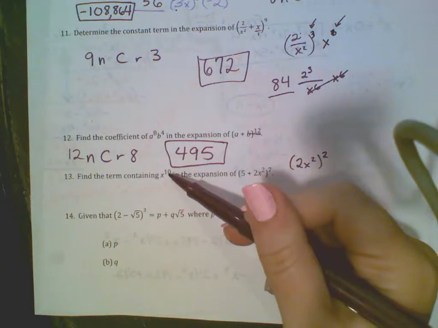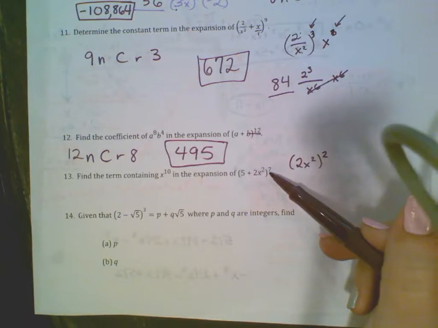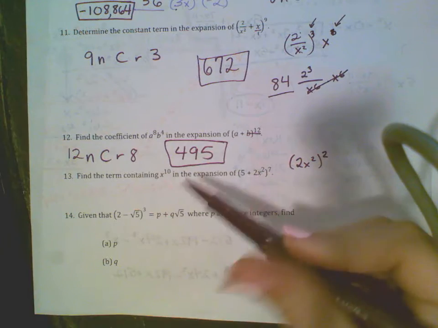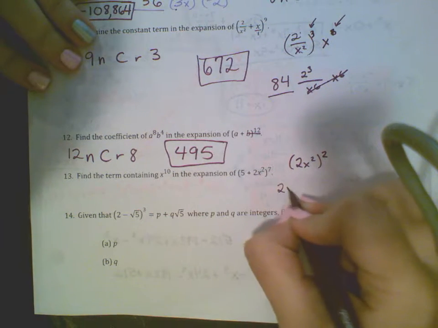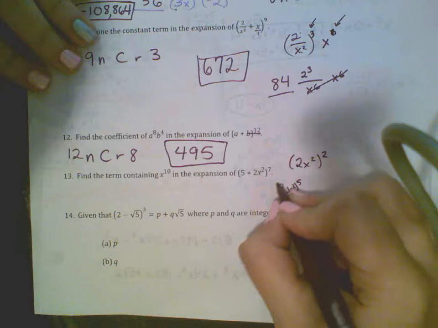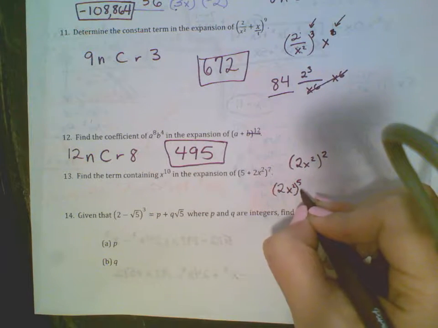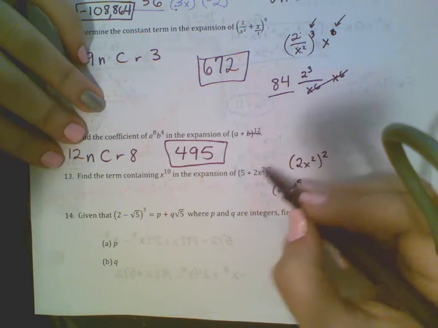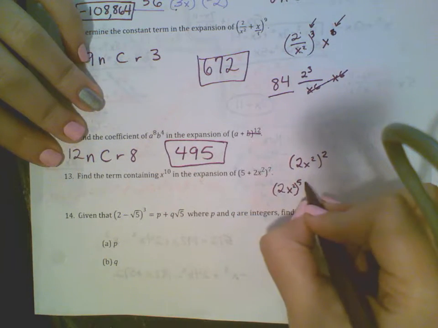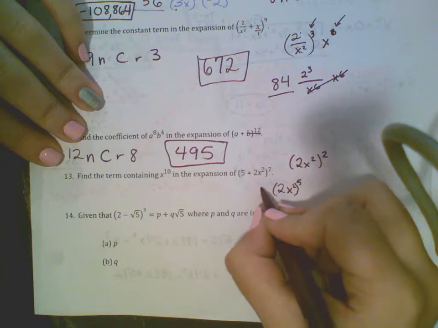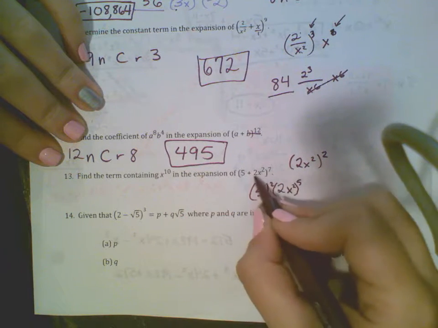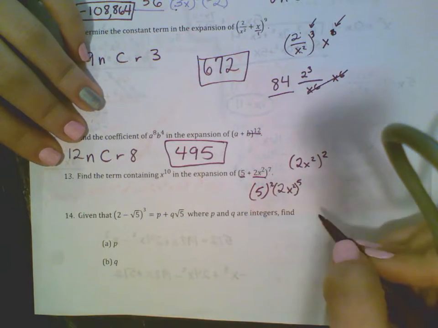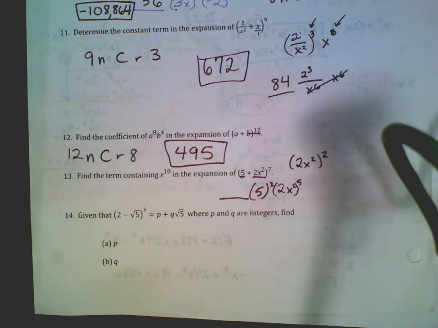So if I'm looking for the 10th, I need to think about what number less than 7 I can multiply by 2 to get 10. So what times 2 is 10? 5. So I need this to be 2x squared to the 5th, because then I will end up getting that x to the 10th. And then if I have 2x squared to the 5th, I must also have 5 squared, because if this term is to the 5th, this term needs to be to the 2nd, because when I add 5 and 2 together, I get 7. Now I just need to find that leading coefficient.